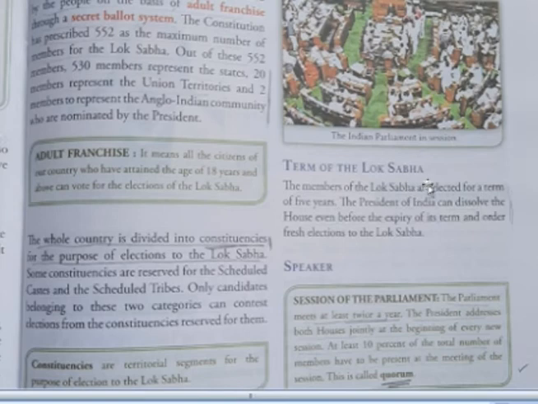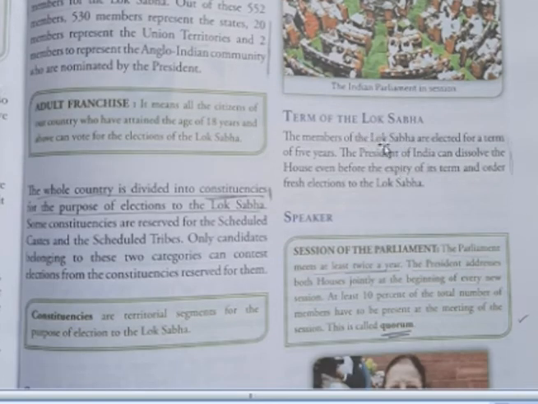Now, the term of the Lok Sabha. Every Lok Sabha is elected for 5 years. Members are elected for 5 years, but before that period, the president has the right to dissolve the Lok Sabha, and in that case, elections are conducted.